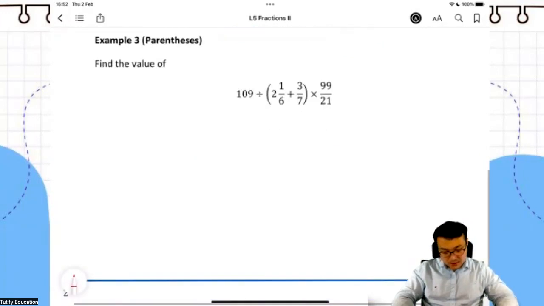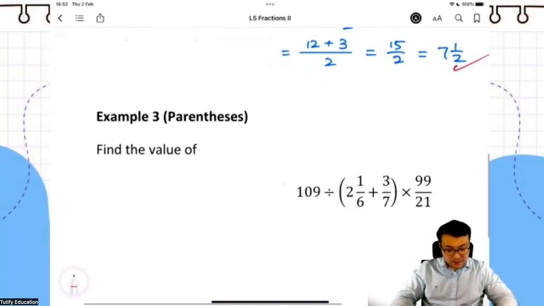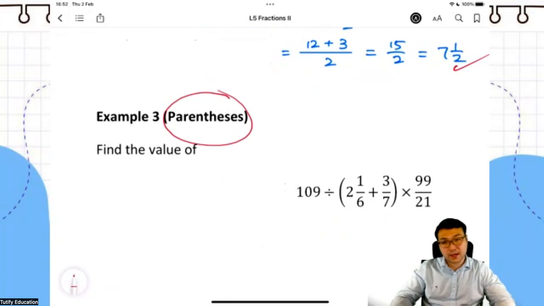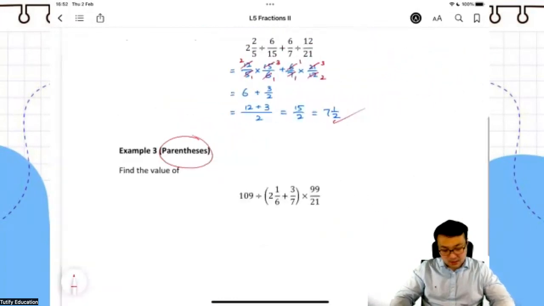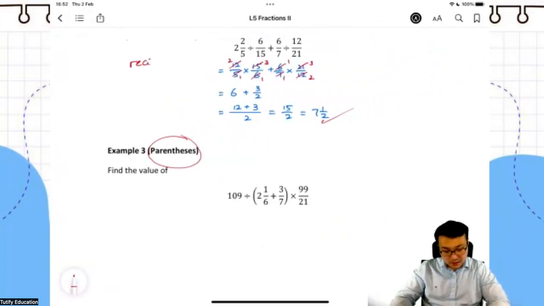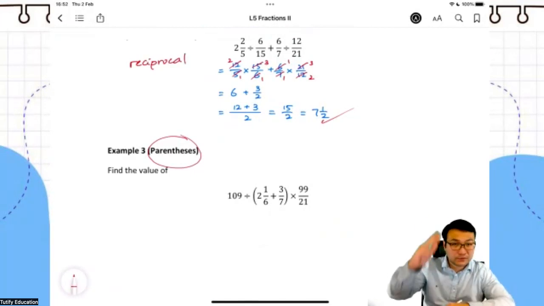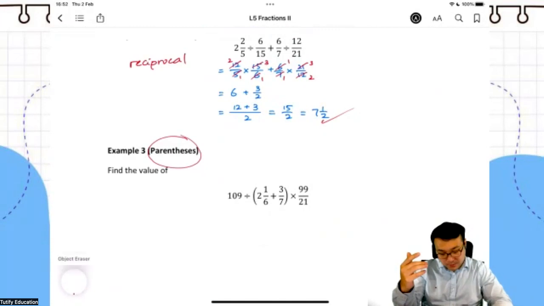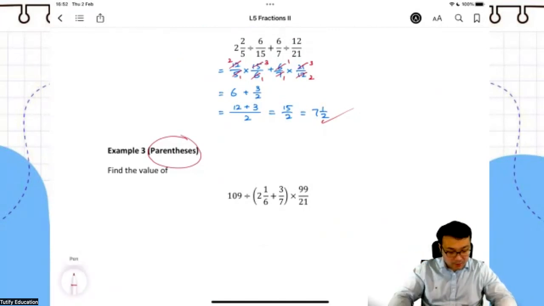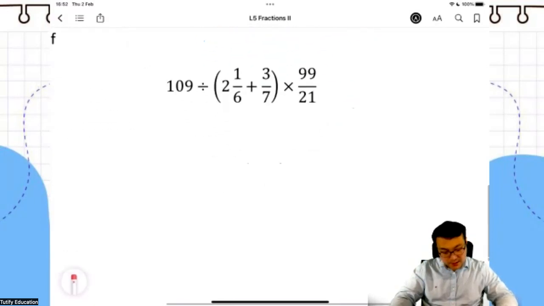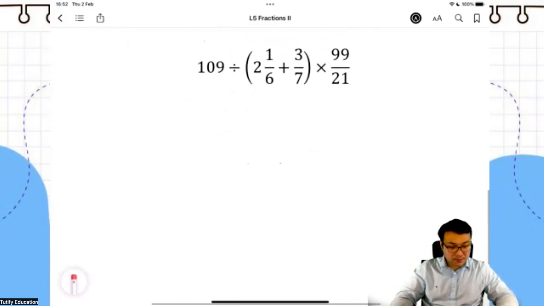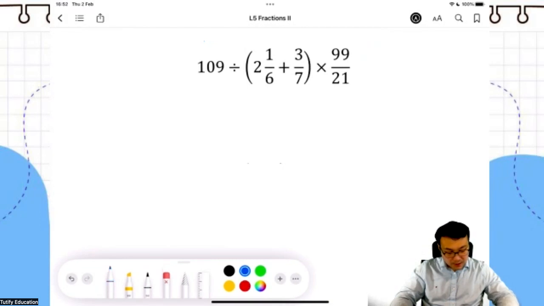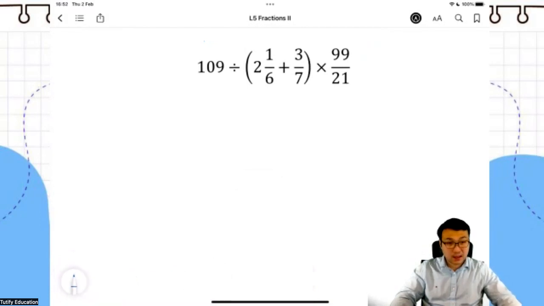Okay, let's look at parentheses. Students, parentheses is just another word for brackets. Remember just now, Abby used the word reciprocal? Reciprocal is just another word for flipping the fraction upside down. So parentheses is just another word for brackets. So when you see brackets, please make them the priority. We have to do the brackets before you do anything else.